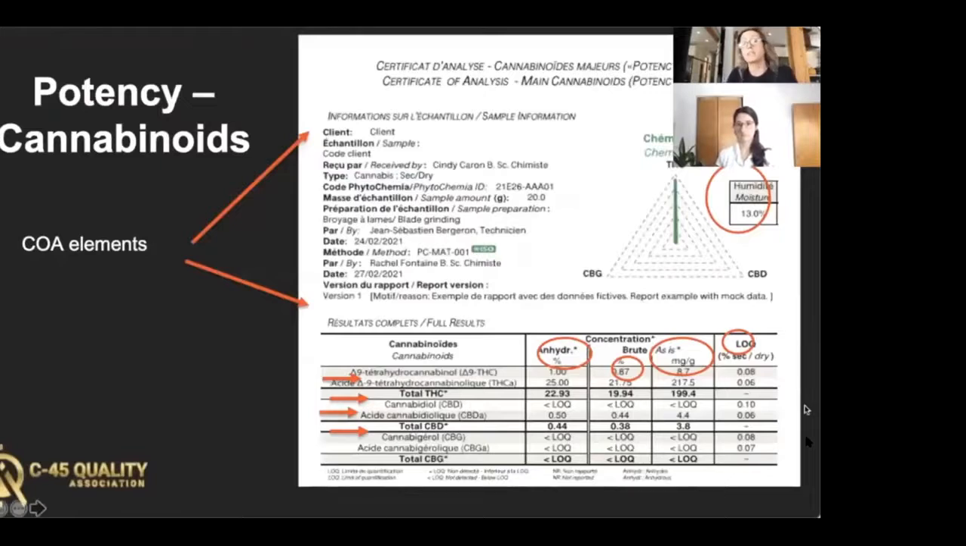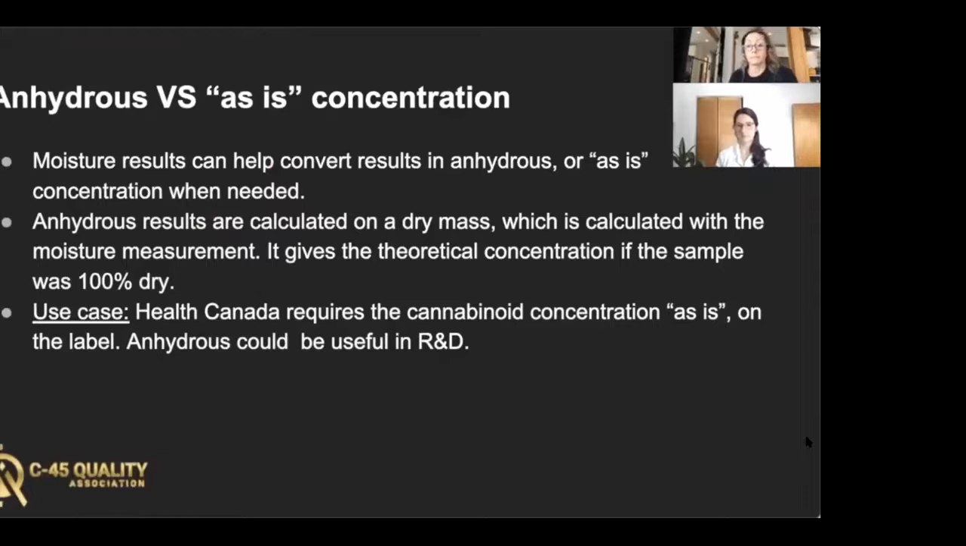This is another example of a potency report. So the layout looks quite different, but it does have the same information. Every lab is different in how it presents the information, but if you look hard enough, you'll see the same elements. So here I'll talk a bit about the anhydrous result versus the as-is concentration. In the previous report that we've seen, both were reported.